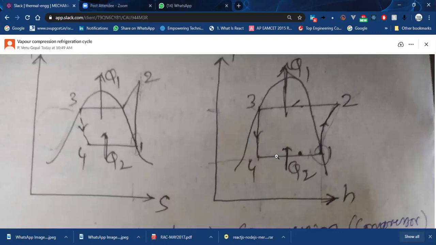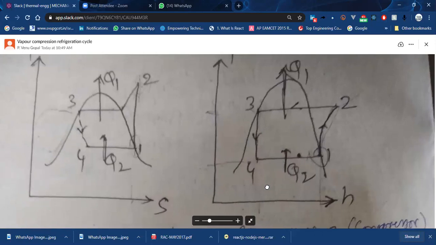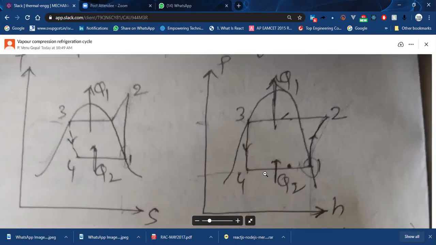That means in the evaporator, it is absorbing the heat from the substances, right? So you can see that in the pH diagram, process 4 to 1 is a horizontal line, that is a constant pressure line, right? So that's why 4 to 1 is a constant pressure heat absorption process. It is happening in the evaporator.